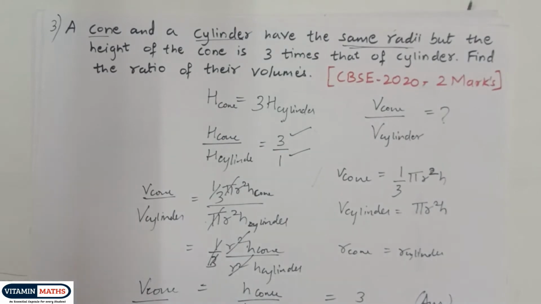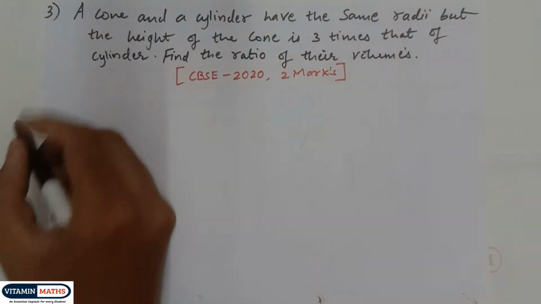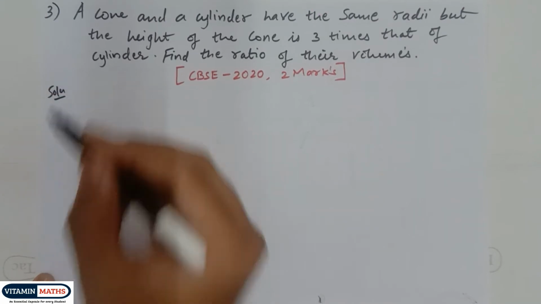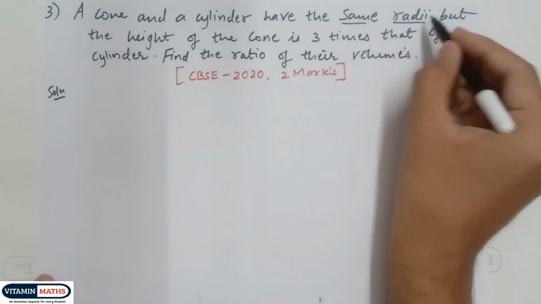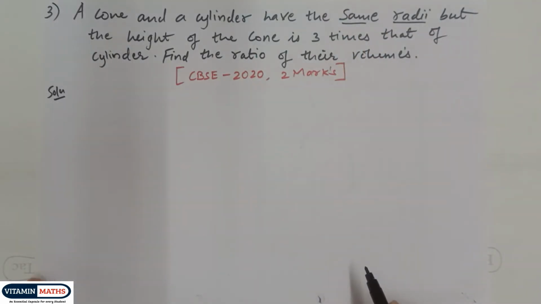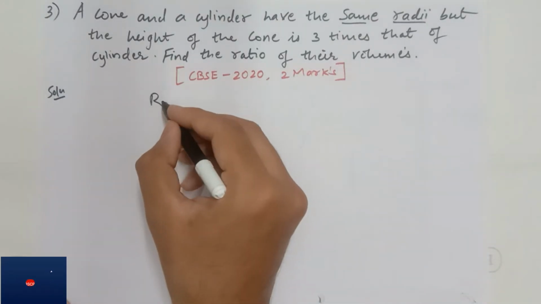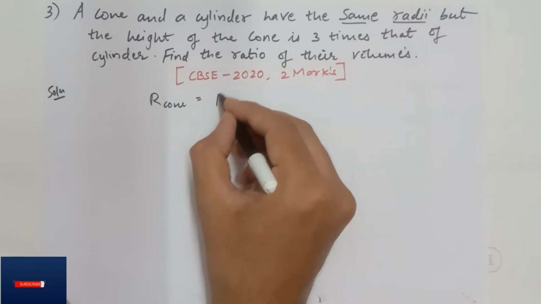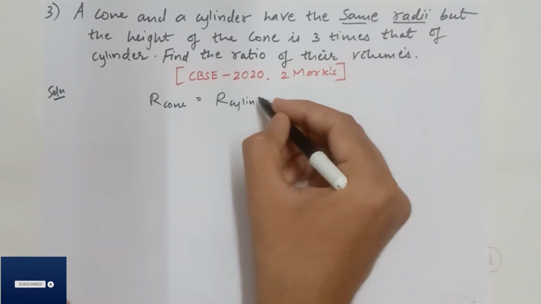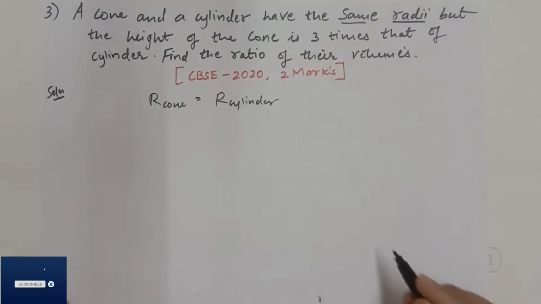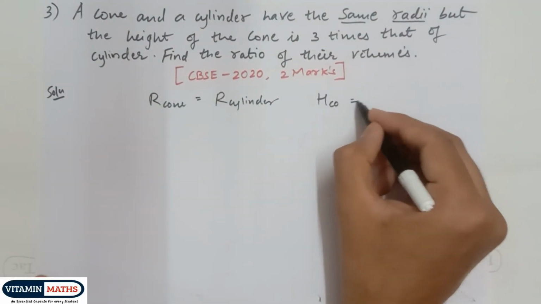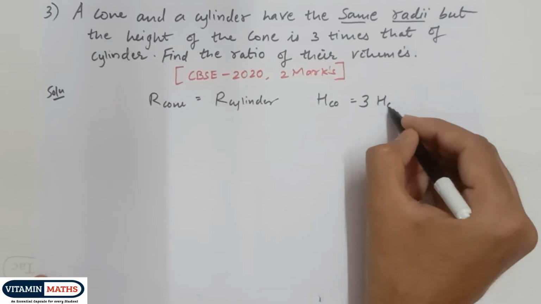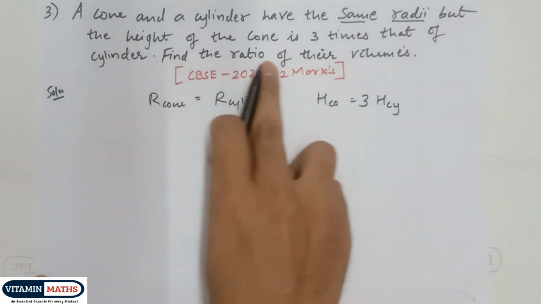Okay, let's solve the other question. A cone and a cylinder have the same radii, but the height of the cone is 3 times the height of the cylinder. So radius of cone is equal to the radius of cylinder, but height of cone is equal to 3 times that of the height of the cylinder. Okay, find the ratio of their volumes.